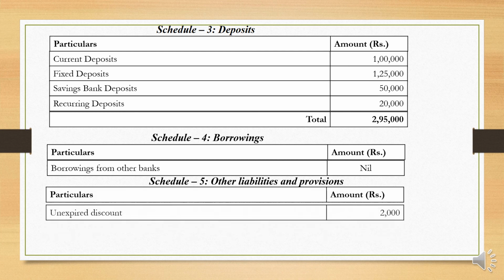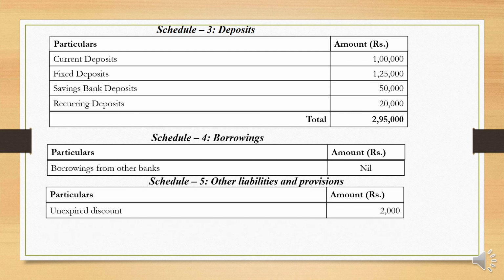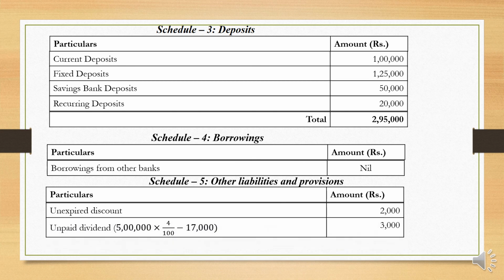Schedule number 5, other liabilities and provisions. Under this heading, we have unexpired discount of rupees 2,000. That should be treated as a liability. Then unpaid dividend. Out of 5 lakh, you have to give 4% as the proposed dividend, but 17,000 is paid, so 3,000 has to be paid, and that should be treated as other liability, or we can call it current liabilities.